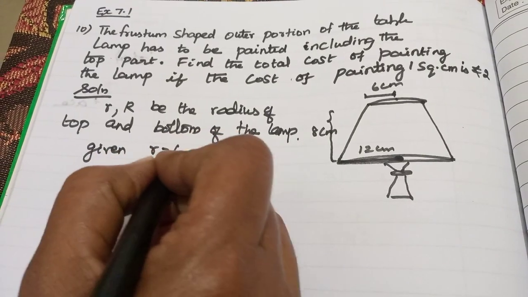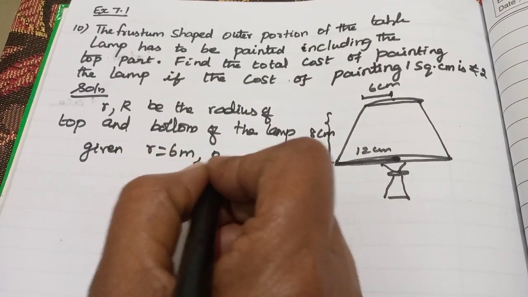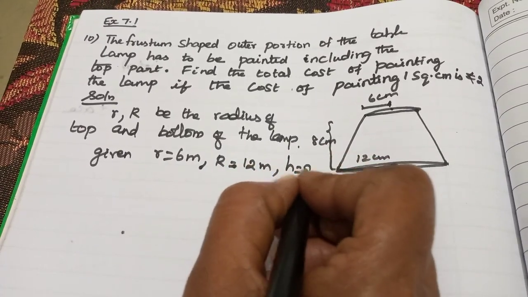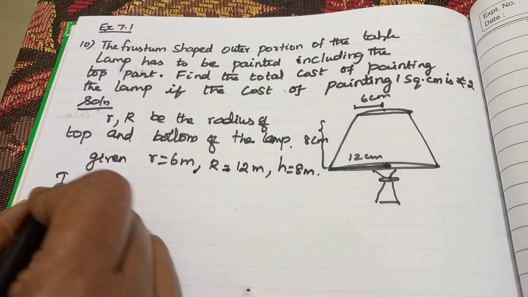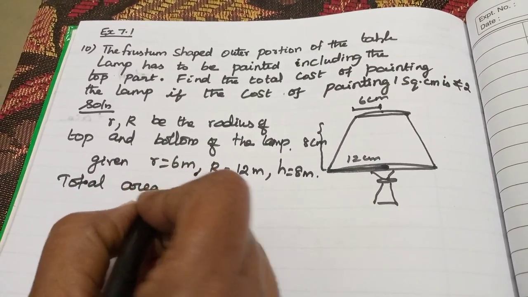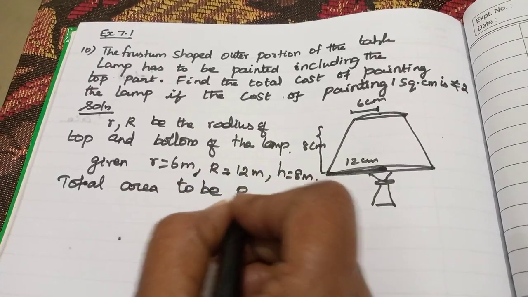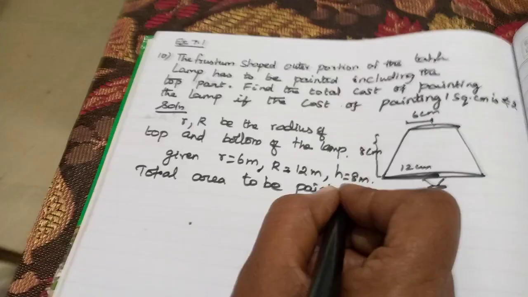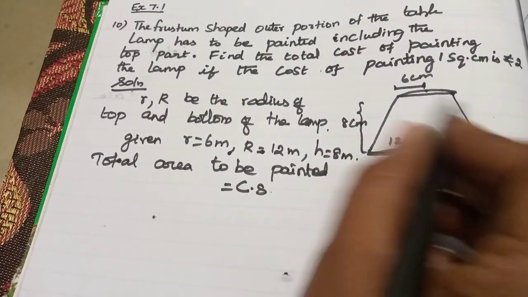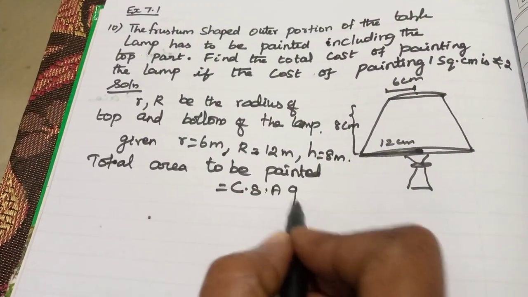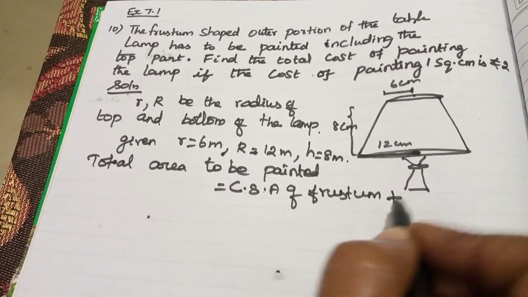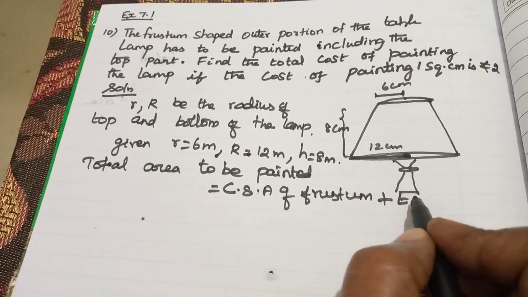Given small r equal to 6 meter, capital R is equal to 12 meter, height is equal to 8 meter. Total area to be painted is equal to CSA of this frustum, this outer area, so CSA of frustum plus top area. They have mentioned including top area.